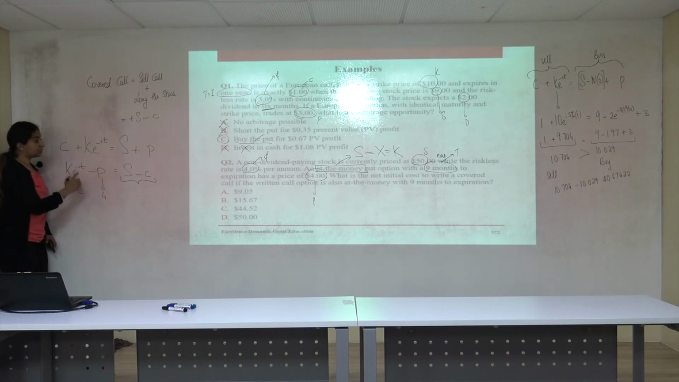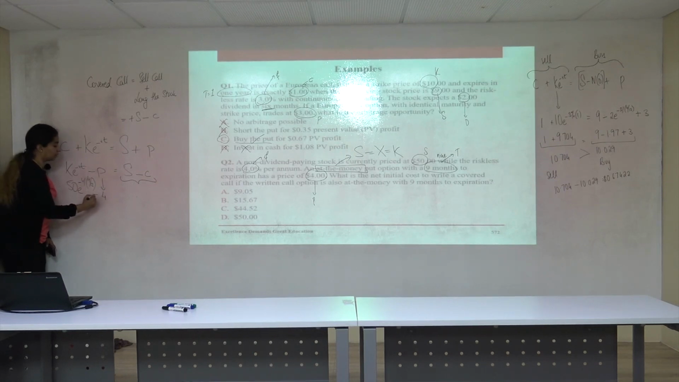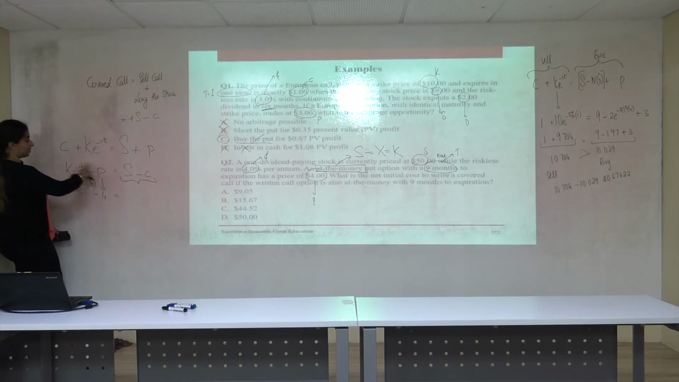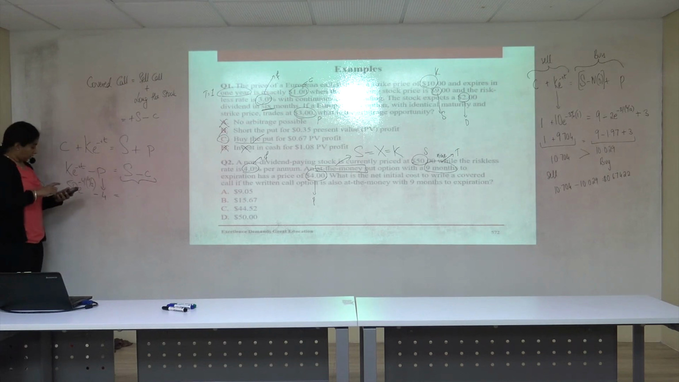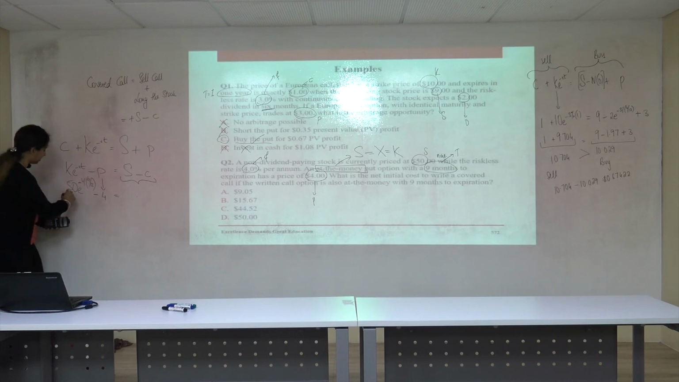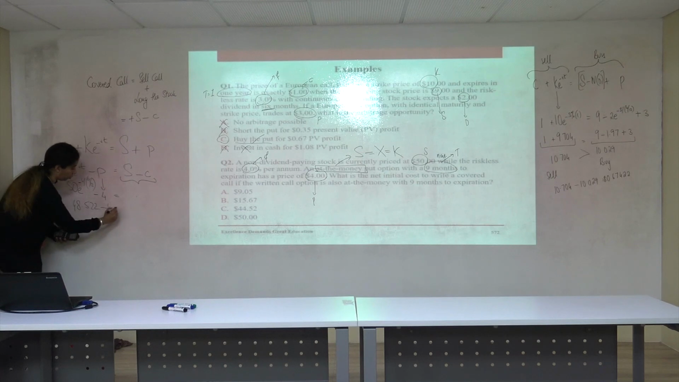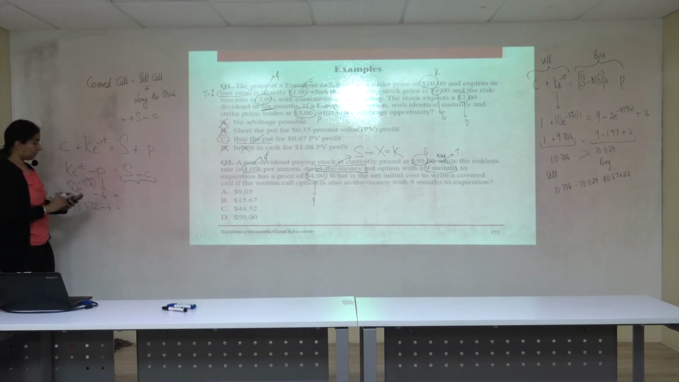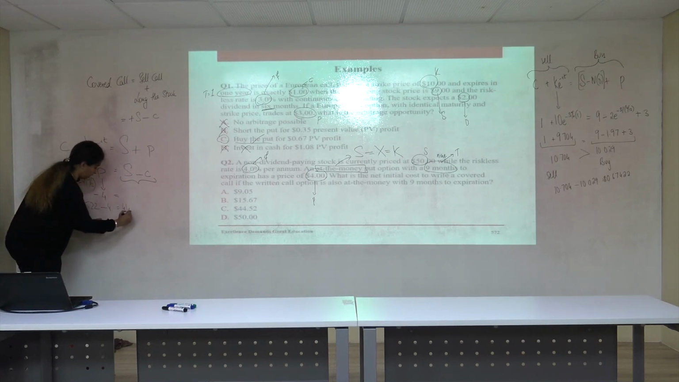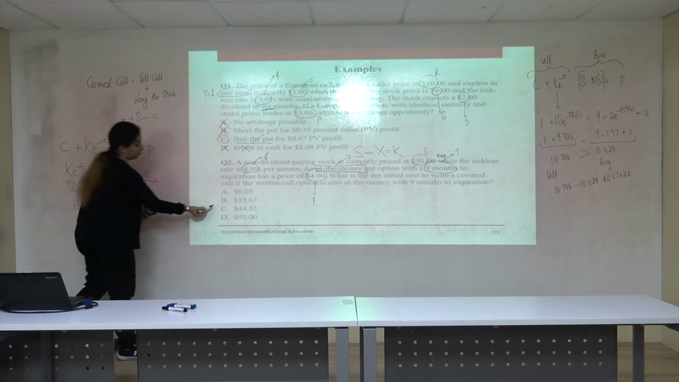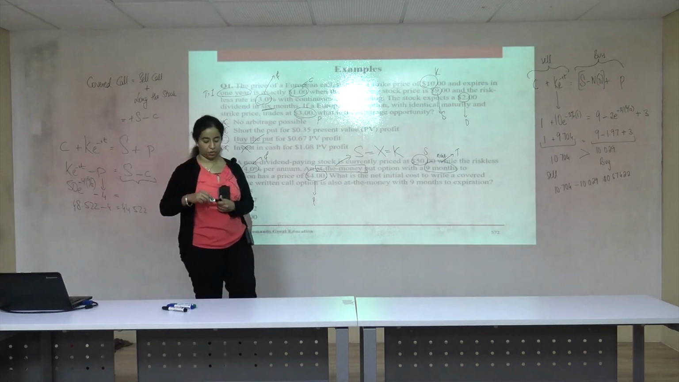So e to the power minus, our risk-free rate is 4%. Remember 9 months, so 9 by 12, and then minus 4. We just have to work out what this is going to be, because that's going to be our covered call. Okay, 0.04 into 9 by 12, negative, e to that power, into 50. So this gives me 48.522 minus 4, which then gives me 44.522. So your answer will be C. That's the cost of the covered call.